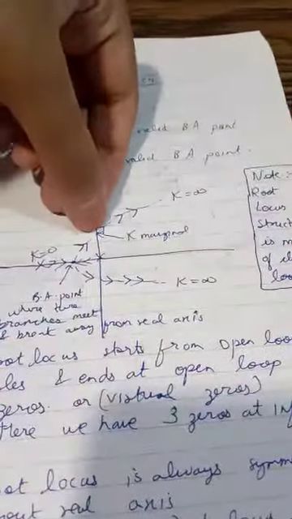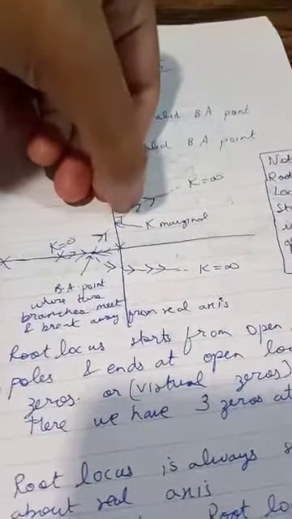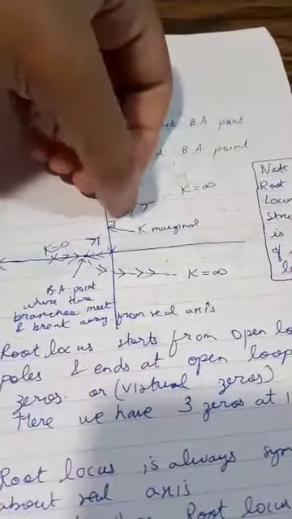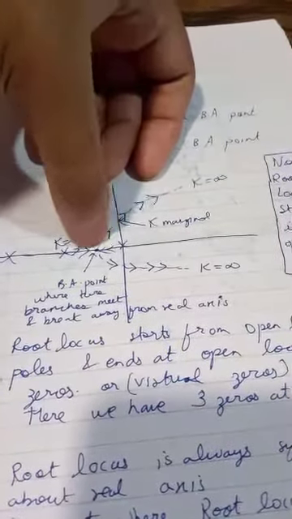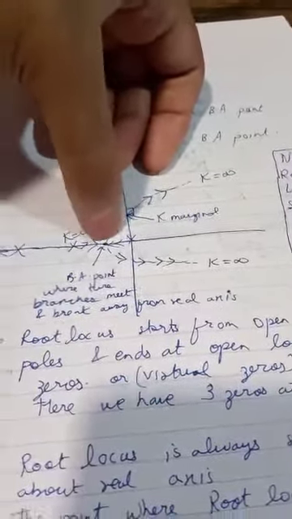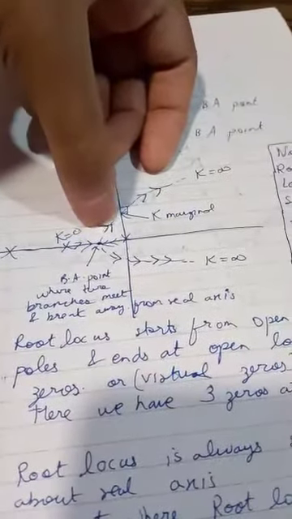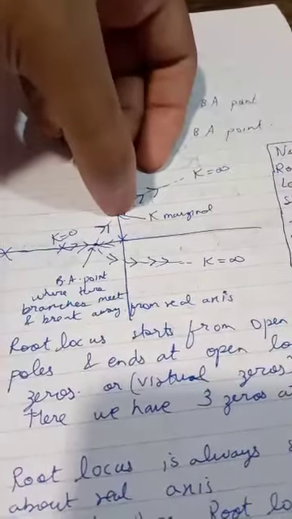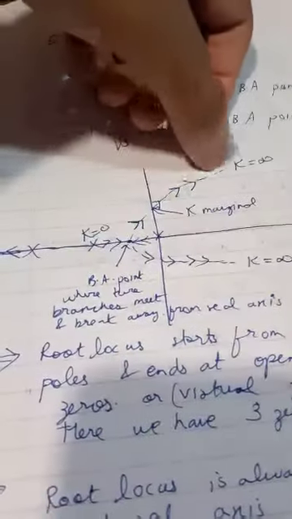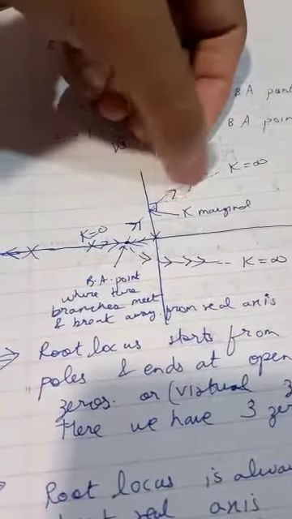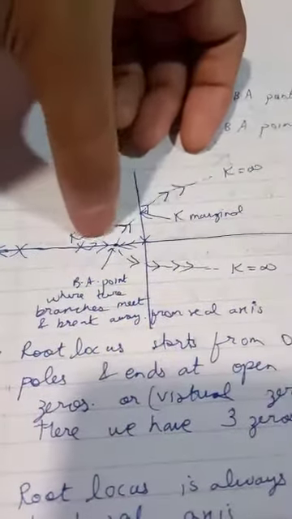The root locus structure is made of closed loop poles. From this point, the closed loop poles will be on the right hand side, so the system will be unstable. From here the closed loop poles will be on the left hand side, so the system will be stable. And this point is the marginal stability point where the root locus cuts the imaginary axis. So this is the area where the system will be unstable, here it will be stable, and this is marginally stable.